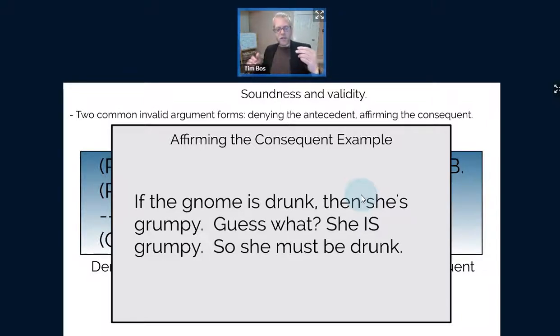If the gnome is drunk, then she's grumpy. She's grumpy, so she must be drunk. Well, no, right? It may be true that whenever the gnome gets drunk, she gets grumpy, but she could get grumpy for another reason, right? So simply because she's grumpy does not automatically mean that she must be drunk. She could be grumpy for another reason.